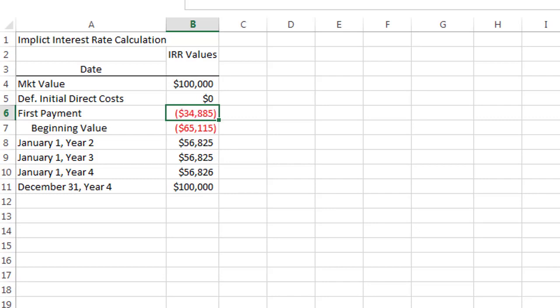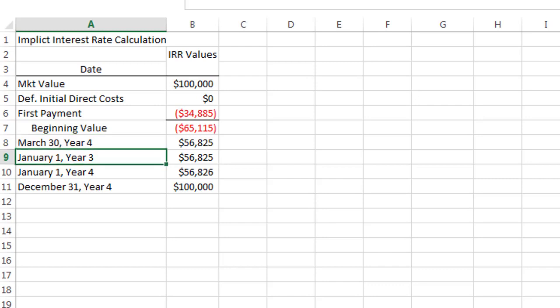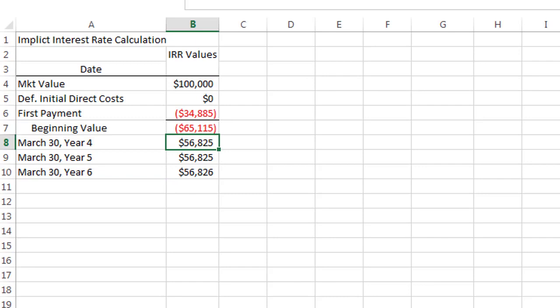$34,885. Now I need to fix this part, and we're not doing this on January 1. We're doing it on March 30th. So let me replace that, and this would be year 4, the next year. And on March 30th of year 6, now I need to fix these amounts because I'm not getting $56,000. That was my other lease. $34,885 and $34,885. And this last payment will be $2,500 as I finish off my payments. So my equation is equals the IRR, internal rate of return.